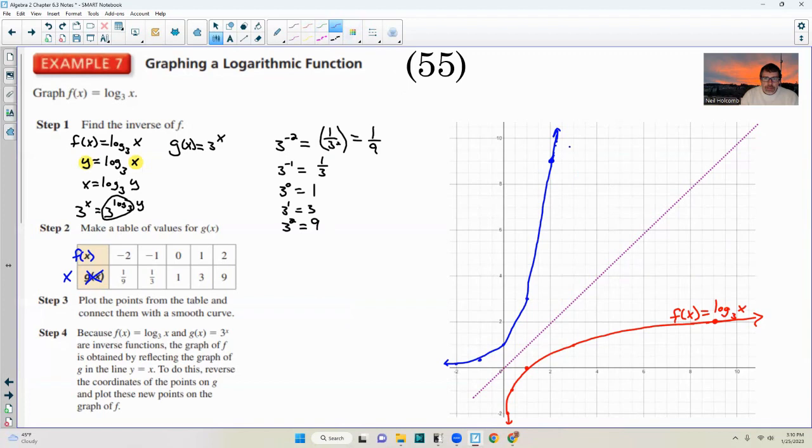And g of x equals 3 to the x. So always label your graph. So there is graphing a logarithmic function. And those are the 4 steps you take: find the inverse, make a table, graph the inverse, switch the x's and the y's, and graph the original function. Okay, so now you should be able to do problem number 55.